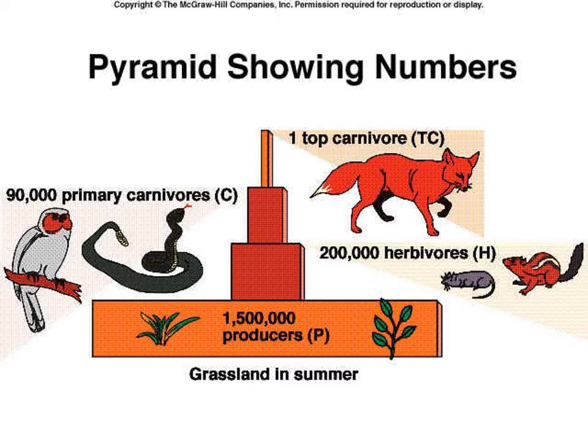So here's another pyramid showing numbers. This is a grassland in the summer. You have producers, and then herbivores, primary carnivores, and top carnivores. So producers, primary consumers, secondary consumers, and tertiary consumers.